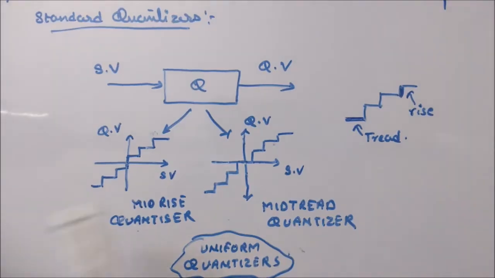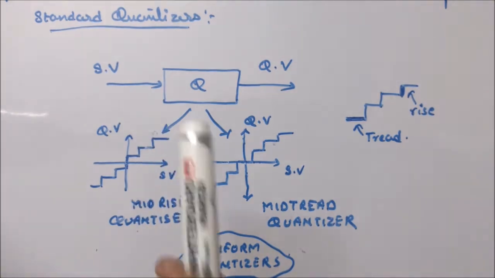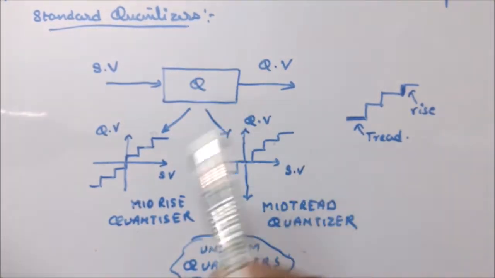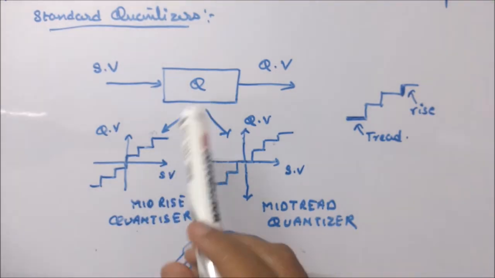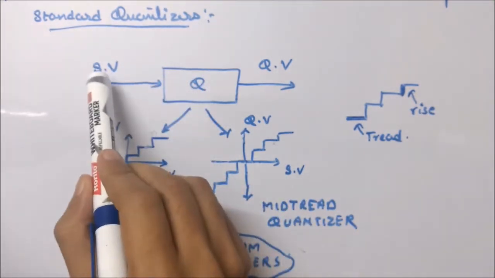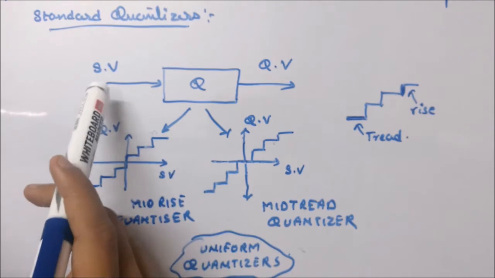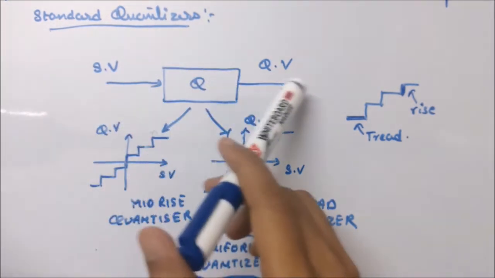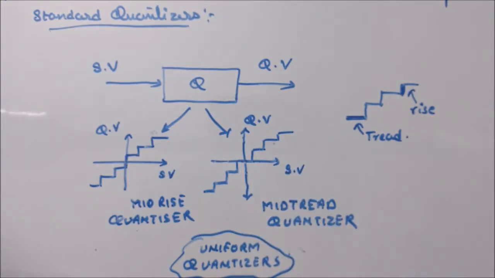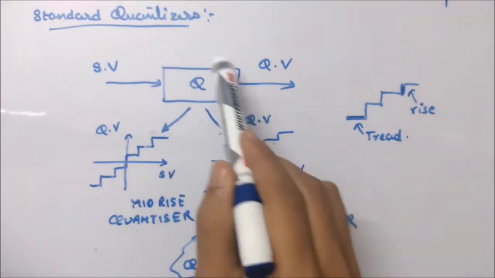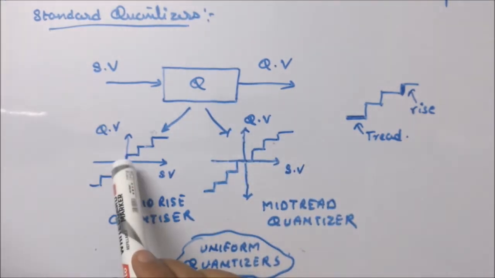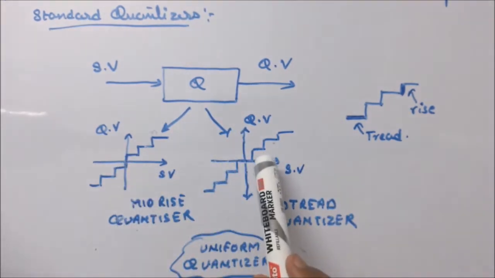Here I want to mention two standard types of quantizers that are used in practice. So what we had is a sampled value going inside the quantizer block, and we are getting the quantized value. Now the characteristic of this quantizer block can be divided into two parts. One looks like this and one looks like this.